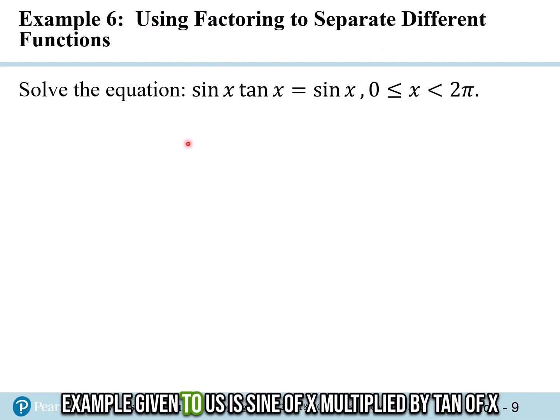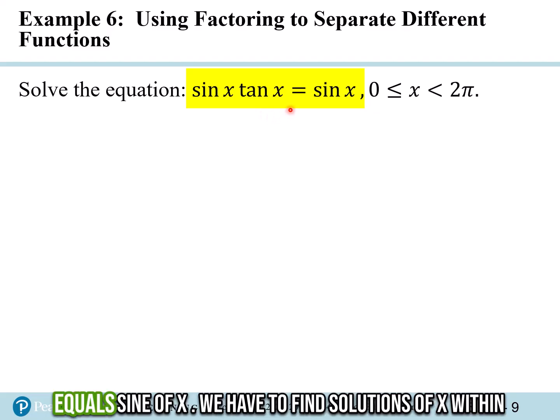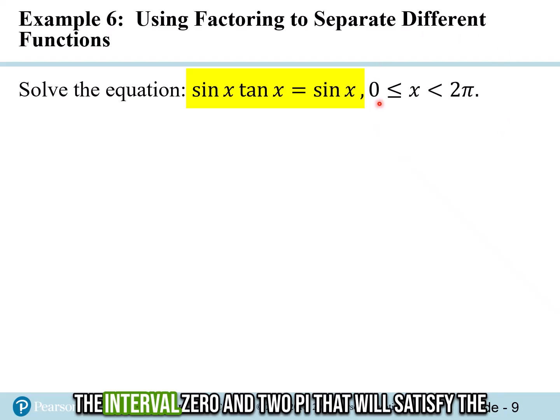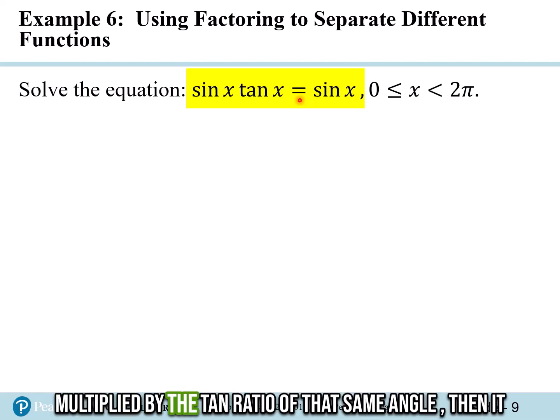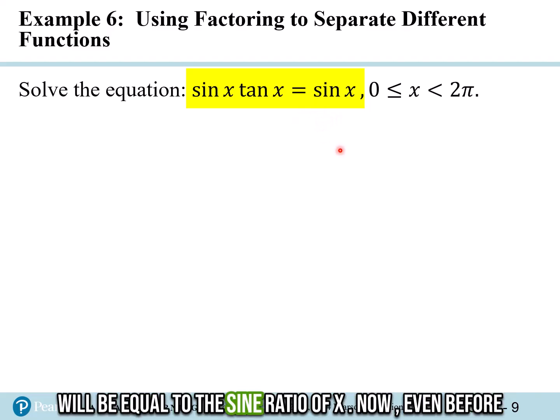The example given to us is sine of x multiplied by tan of x equals sine of x. We have to find solutions of x within the interval 0 and 2 pi that will satisfy the equation. When sine of that particular angle is multiplied by the tan ratio of that same angle, then it will be equal to the sine ratio of x.